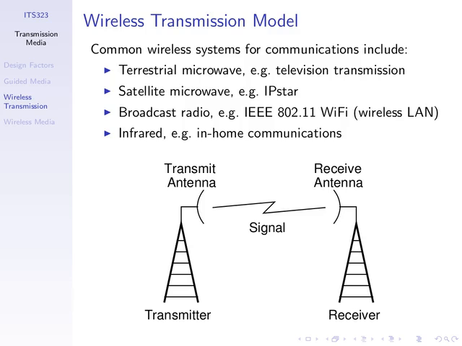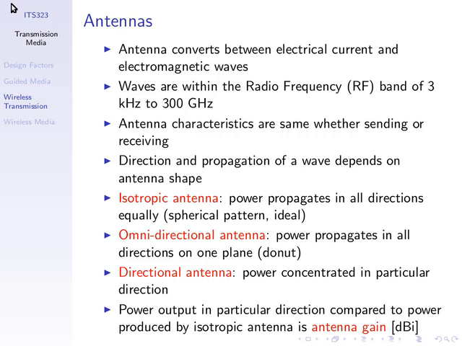And we've said already we have a transmitter and an antenna. That antenna takes our input electrical signal and generates electromagnetic waves that propagate through the air. Those waves are received by a receive antenna and converted back to our electrical signal at the receiver. And we've talked briefly about the different types of antennas.